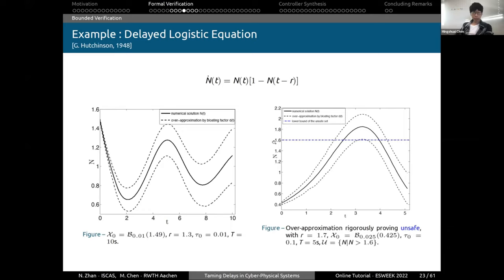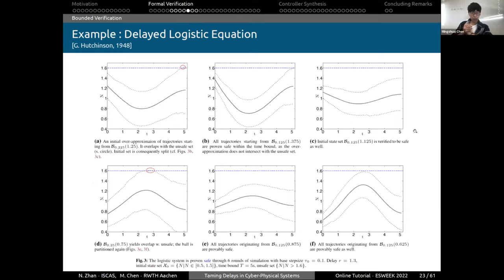Suppose we have a threshold of n equal to 1.6, and we say that everything above this threshold is unsafe. And then you see at some point here, the entire over-approximation of the reachable set at this point already falls entirely above this threshold. So now we can claim that the system is unsafe because the over-approximation already falls entirely in the unsafe region.